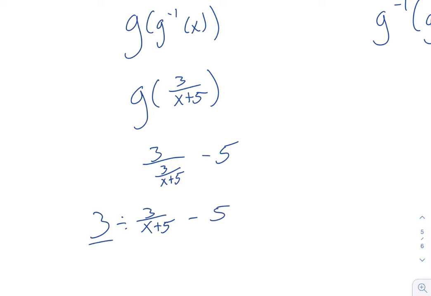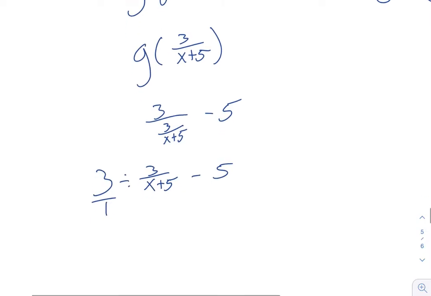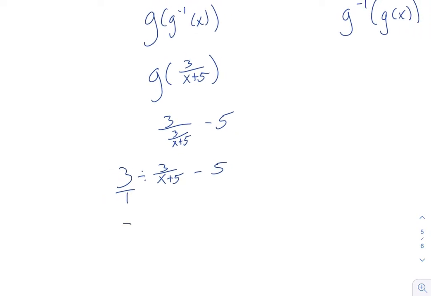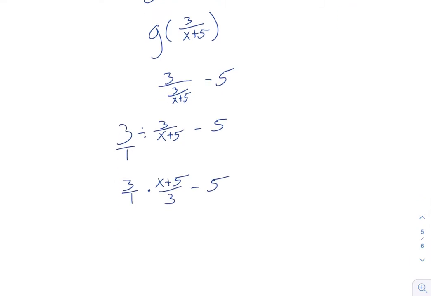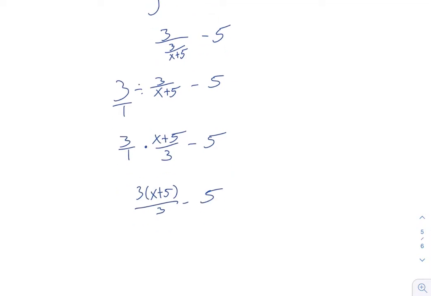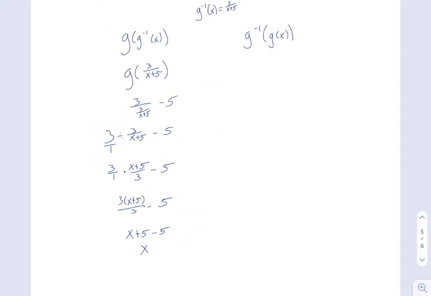All right, and we want to think of this as a fraction, so we'll think of 3 as 3 divided by 1. And then when we divide fractions, we flip and multiply. So I'm going to change it to multiplication and take the reciprocal of the fraction that's to the right of the division. Then I can multiply those together, so we get 3 times x plus 5 divided by 3. Okay, those 3's are going to cancel with each other, so that leaves us x plus 5 minus 5. Plus 5 minus 5 is 0, so they disappear, and it gives us x.